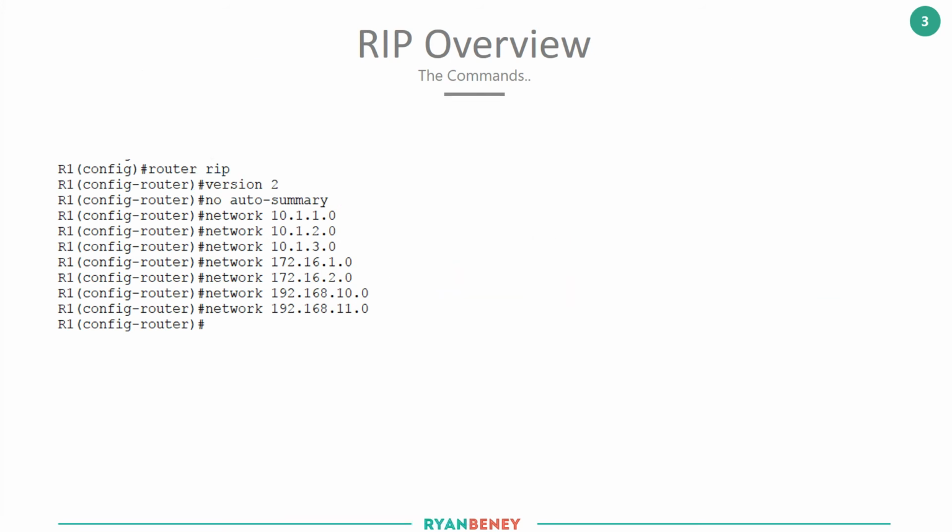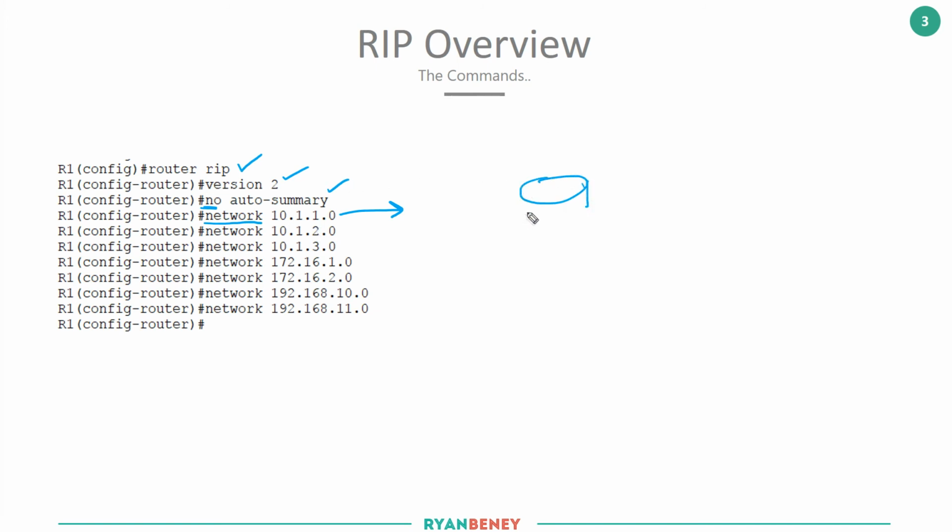So let's have a chat about these network statements. Now we've talked about the global setting, version 2, and the auto summary and what it does, and we said that we need to make sure it's no auto summary so it doesn't do that summarization. Now what the network statement does is the network statement says go find an interface that matches the network statement and turn the RIP process on within that interface.